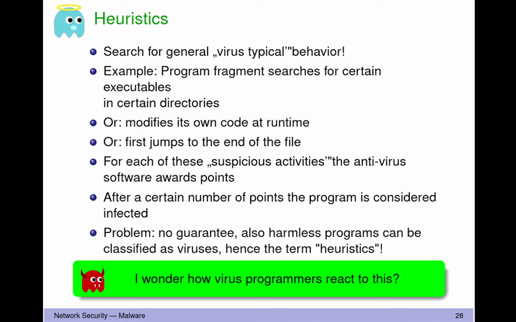So how could virus programmers react to it? If you know you can accumulate points and then be considered as malicious, what you could do is obviously to accumulate fewer points. So to act slower, to have regular behavior, and just in very few cases there's some kind of strange behavior.